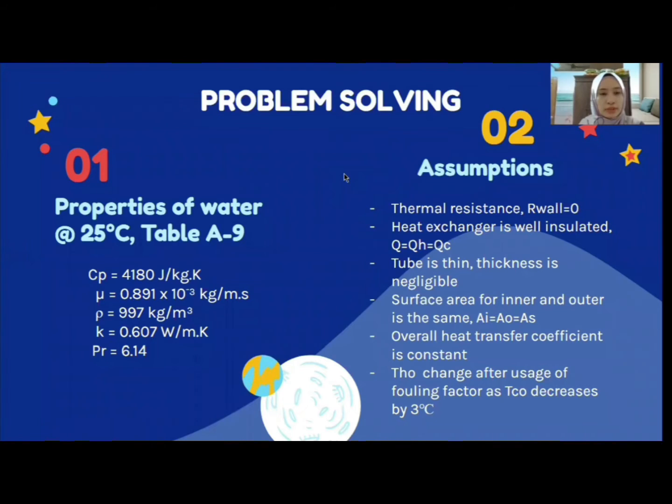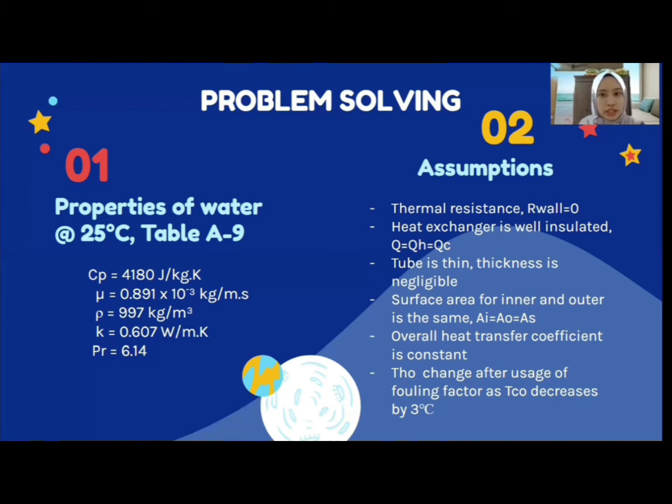From the question given, we can get the properties of the water at the temperature of 25 degrees C from table A9. So the specific heat of the water is 4180. The dynamic viscosity of the water is 0.89 times 10 to the power of -3. The density is 997. The thermal conductivity is 0.607 and the Prandtl number is 6.14.